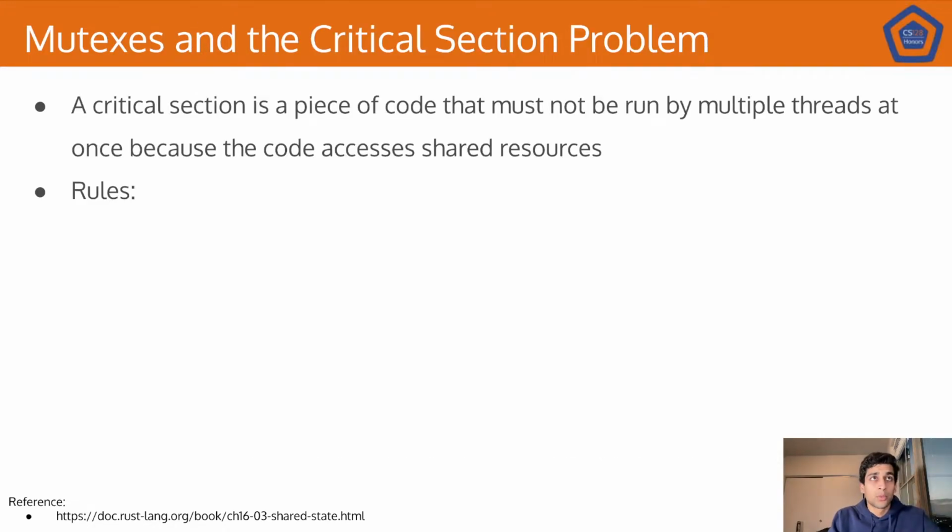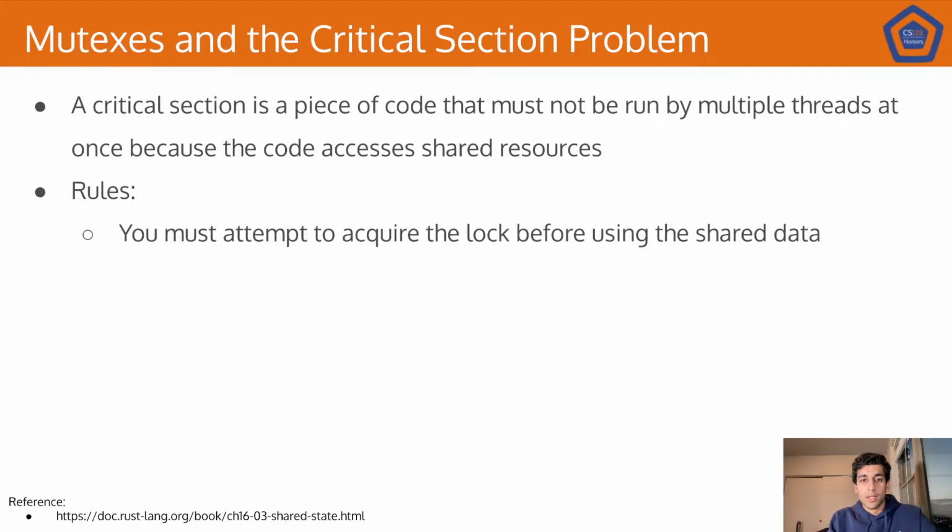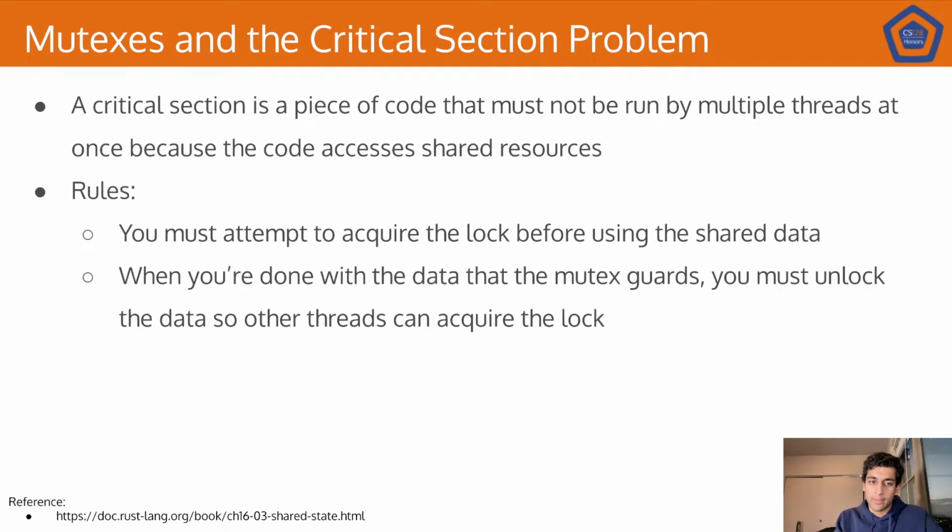So the rules of the critical section problem. If you want to access this shared data, you must first acquire the lock of the mutex. You must be the one thread that has exclusive access to this piece of shared data. Then you can play with the data as you like. You can change it, read it, modify it, whatever. But when you're done, you must unlock the data so other threads can acquire the lock and also use the data.